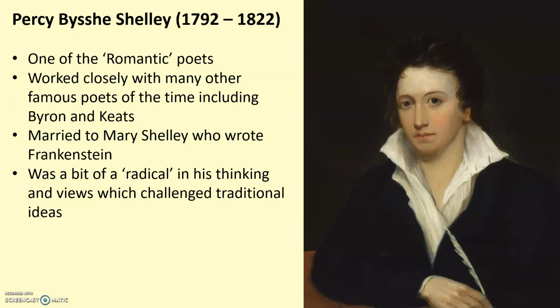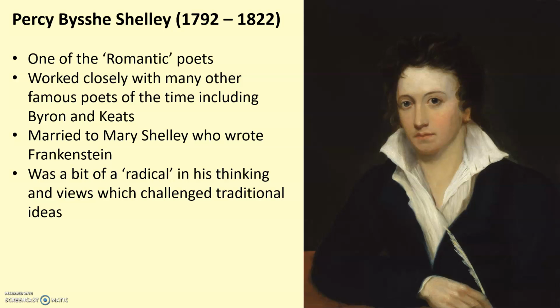So let's talk about the poet. Be ready to write down some notes here. We're talking about Percy Shelley, 1792 to 1822, died when he was only 30. One of the Romantic poets. Now this will link to Wordsworth and his poem from the anthology, Extract from the Prelude. They were in a similar group of poets who had similar ideas and beliefs, which we'll see on my next slide. He worked with lots of famous poets, as I've said there, and I've named a couple.